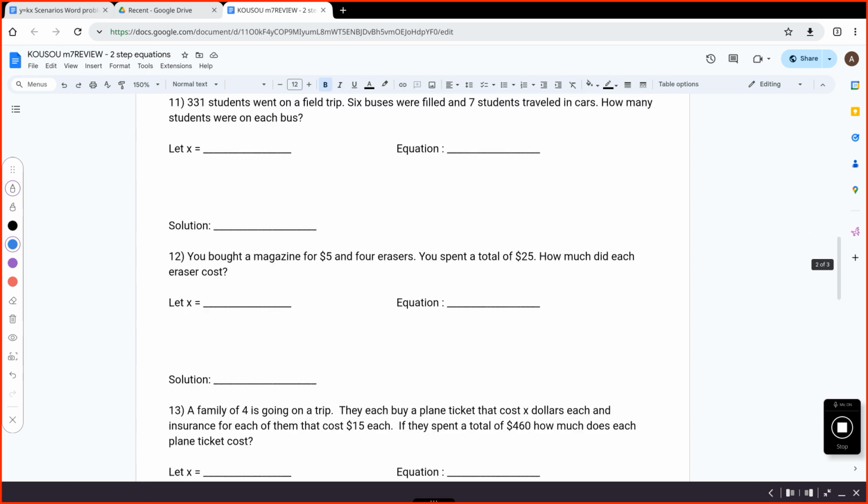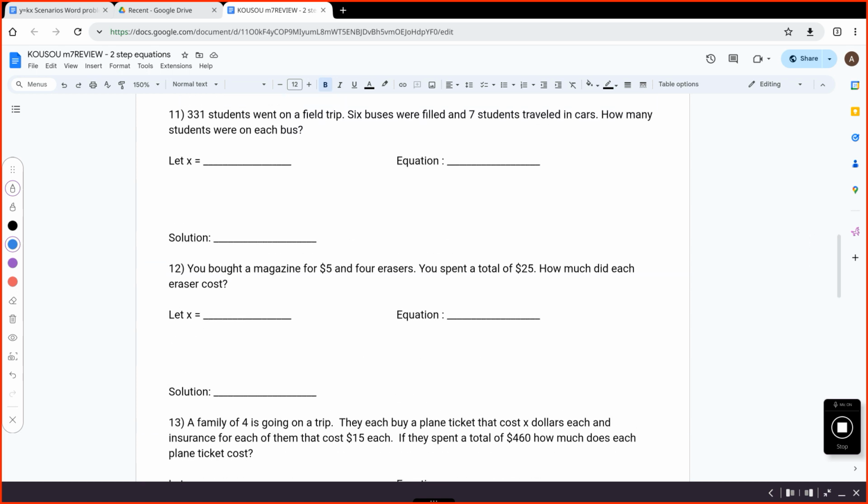All right, the next question. 331 students went on a field trip. 6 buses were filled and 7 students traveled in cars. How many students were on each bus? So we're going to say let x equal what it is we're looking for, which is the number of students per bus. All right, we know that 331 students went on the field trip, so that's 331 total.